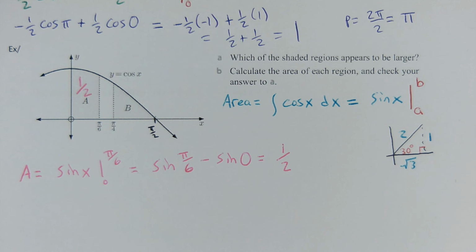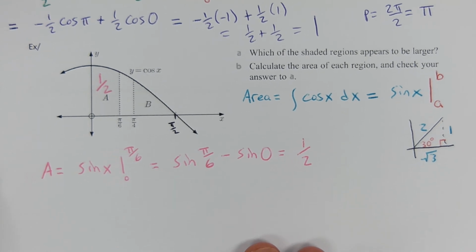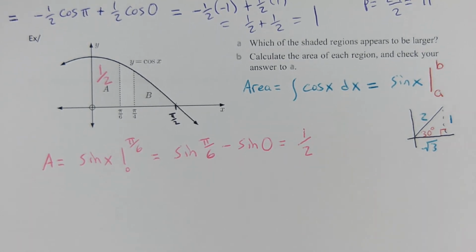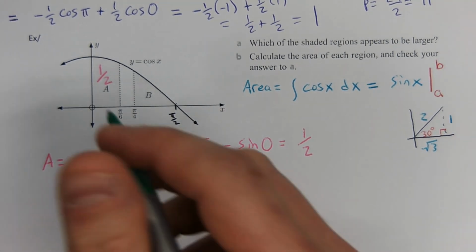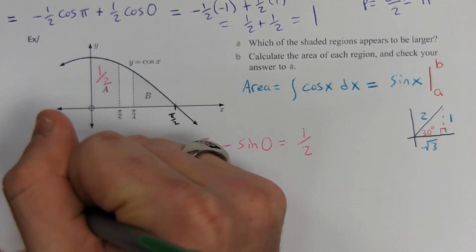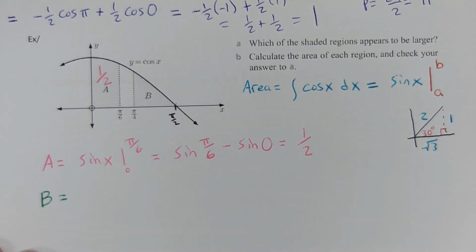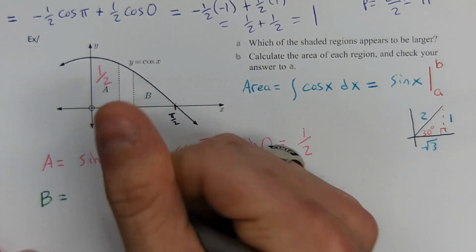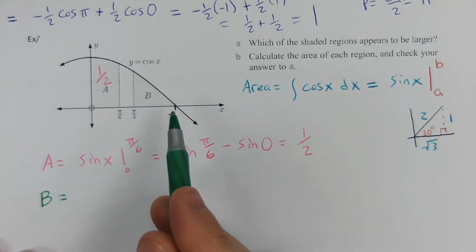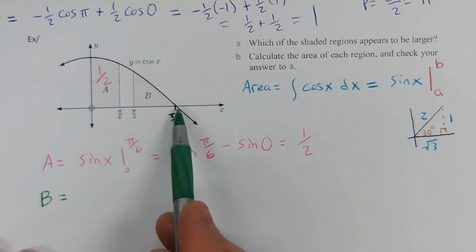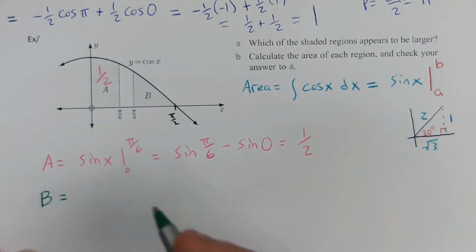Cool. Now I'm getting the feeling that it might be equal. I don't know. We shall see. I definitely feel like B is going to be larger, just because it has a larger span. Yeah, you're right, that's a span of pi over 4, instead of pi over 6. Maybe.